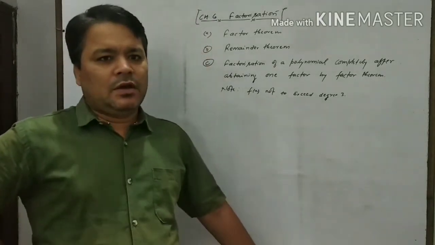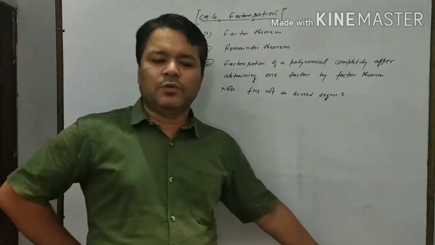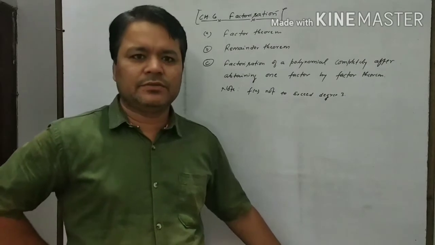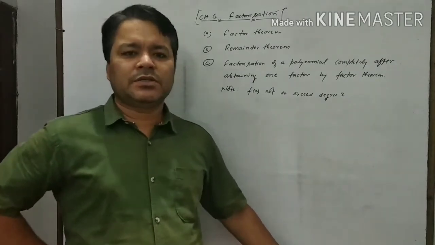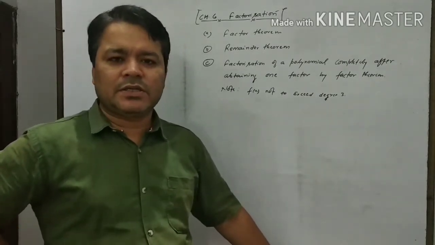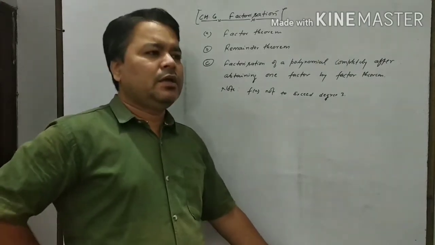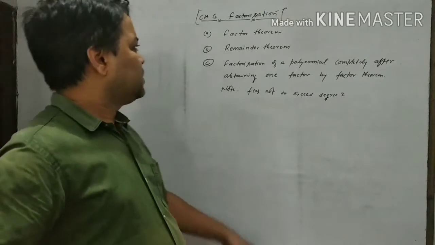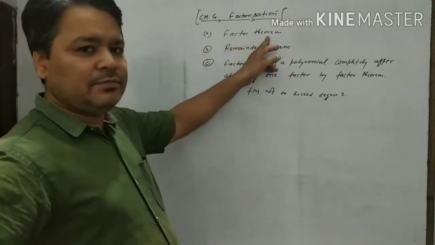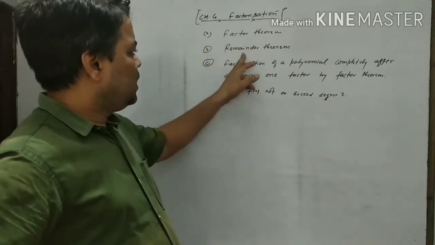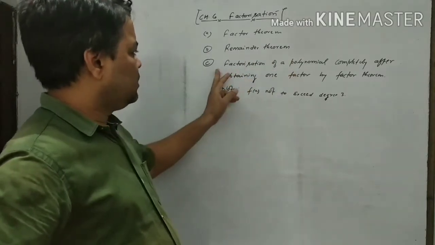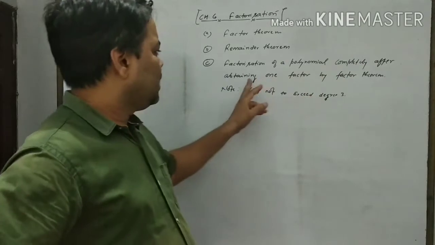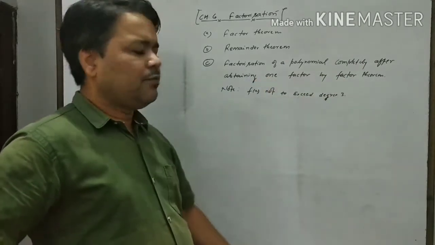Today I am going to discuss our new topic, that is chapter 6, factorization. Here we discuss the factorization of the polynomial. According to our syllabus, in this topic we should discuss the factor theorem, the second one the remainder theorem, and the third, factorization of the polynomial completely after obtaining one factor by the factor theorem.